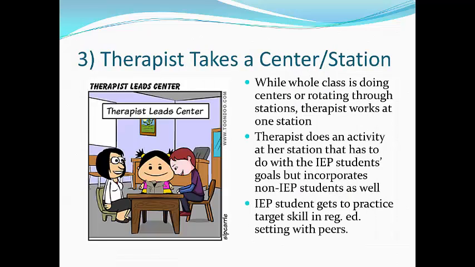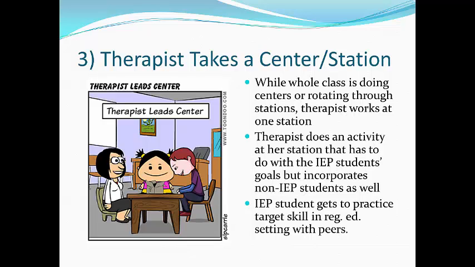The third model we want to look at is the therapist taking a center or a station. This works particularly well with the lower grades like kindergarten, preschool, where there are maybe literacy stations where everybody goes around and does a different literacy activity around the stations. So while the whole class is doing their centers or rotating through the stations, the therapist will be set up at one station. So the therapist does an activity at her station that has to do with the IEP students' goals, but incorporates the non-IEP students as well.